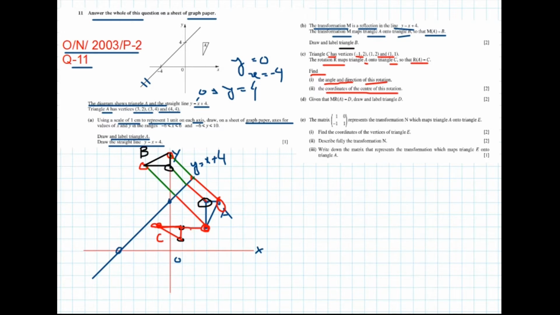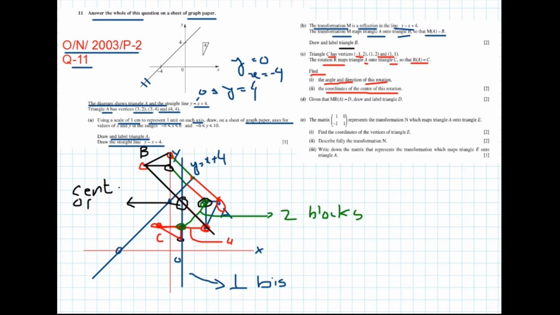The distance between two corresponding vertices of triangle A and triangle C is 4 blocks. So we can draw the perpendicular bisector directly without using a compass as shown. The distance between the second set of corresponding vertices of triangle A and C is 2 blocks as shown. So we can draw the second perpendicular bisector directly as shown. The point of intersection of the two perpendicular bisectors is the center of rotation, whose coordinates are (1, 4) as shown.